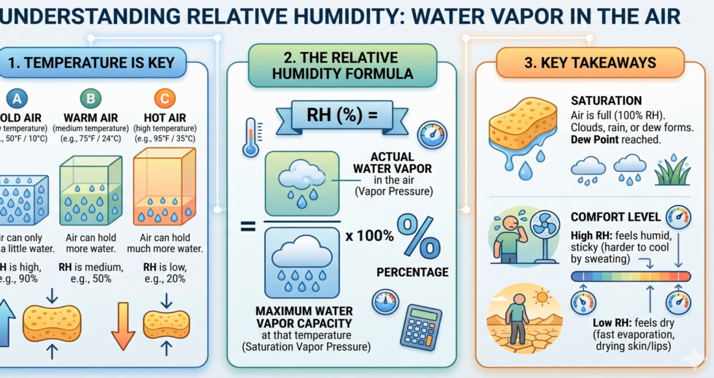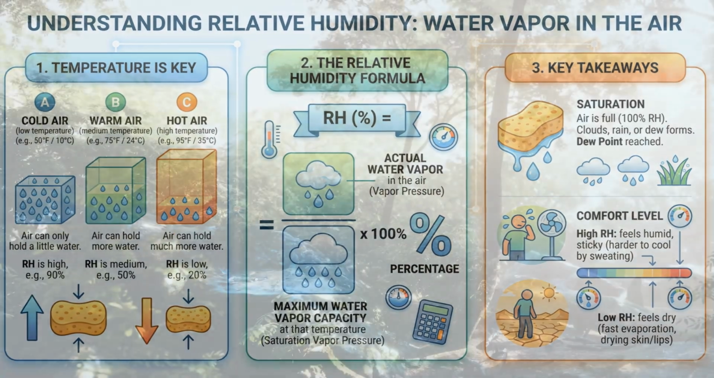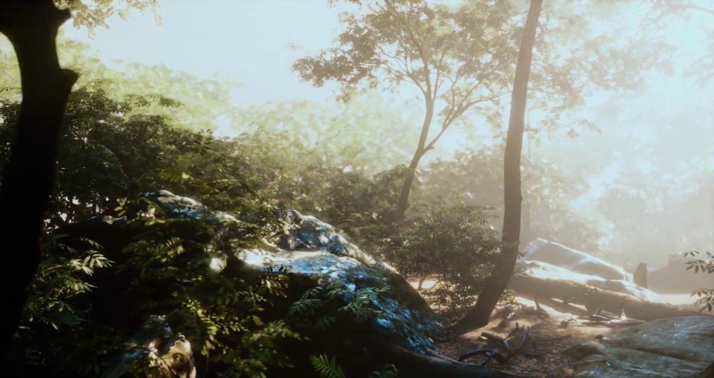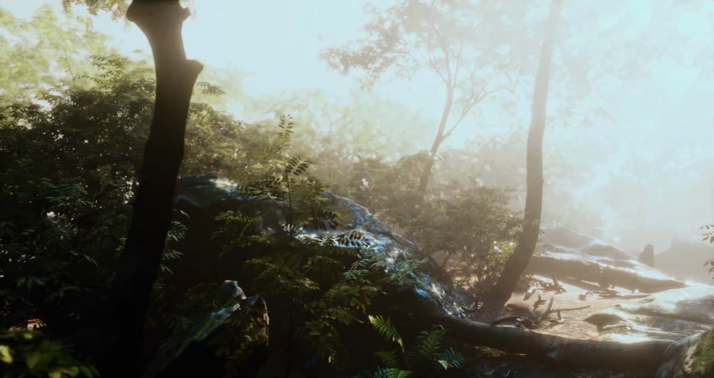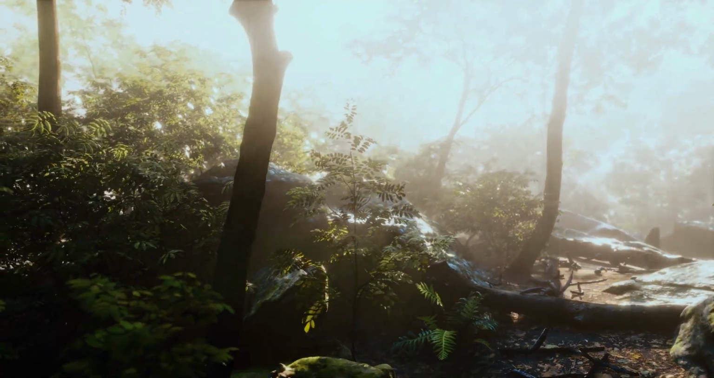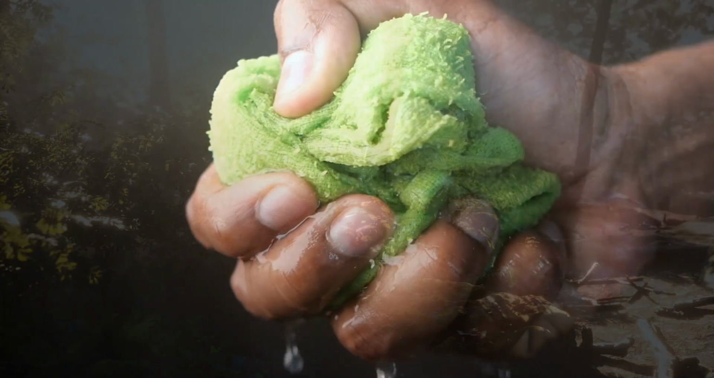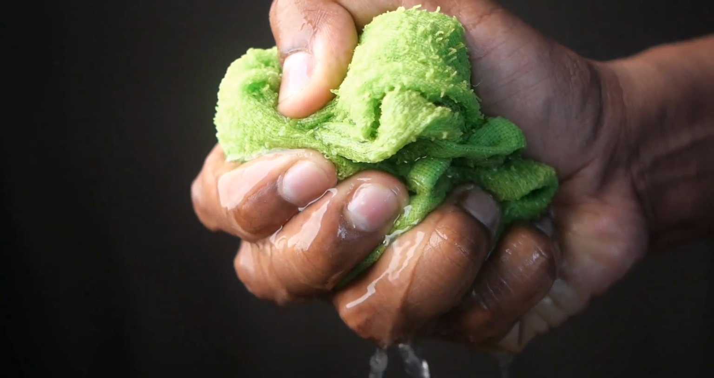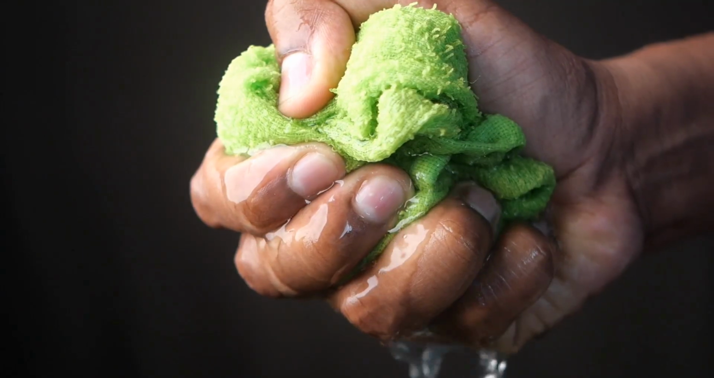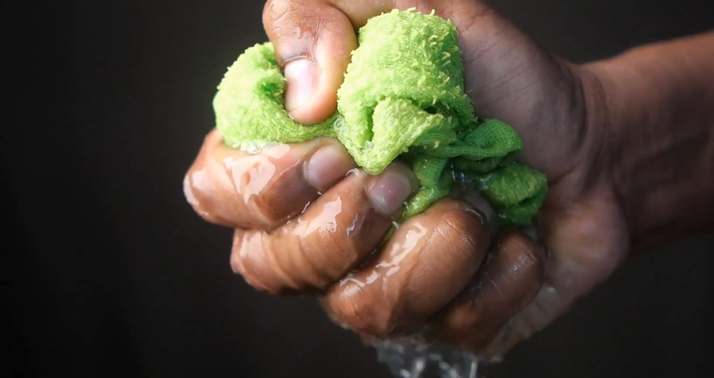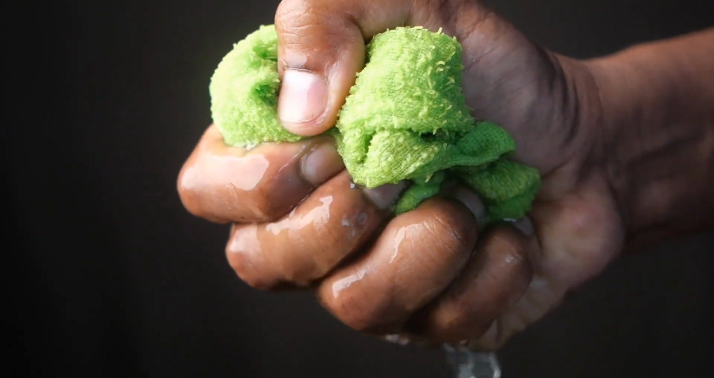Now cool the parcel to 20 degrees. Its capacity drops to 15 grams. Same 8 grams of actual moisture, but now the relative humidity jumps to 53%. Cool it further to 10 degrees. Now its capacity is exactly 8 grams. Same moisture, but now the relative humidity is 100%. It's saturated. Cooling air increases relative humidity even when no new water is added. Memorize that. It's how fog, dew, and clouds all begin.